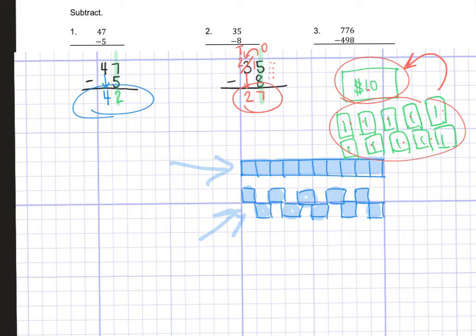Okay. I'm going to do this one. I think I'm going to wiggle over here just so that I can explain the same thing. All right, 776 minus 498. Okay, so here we go. Looking only at this, I have 6. My kid wants 8. Do I have enough to give him? No, I don't. So, what do I do?